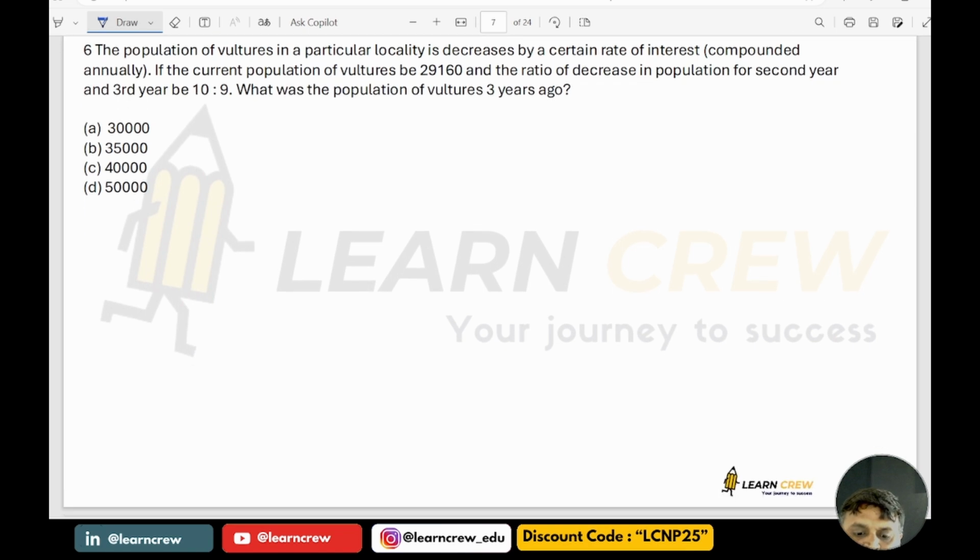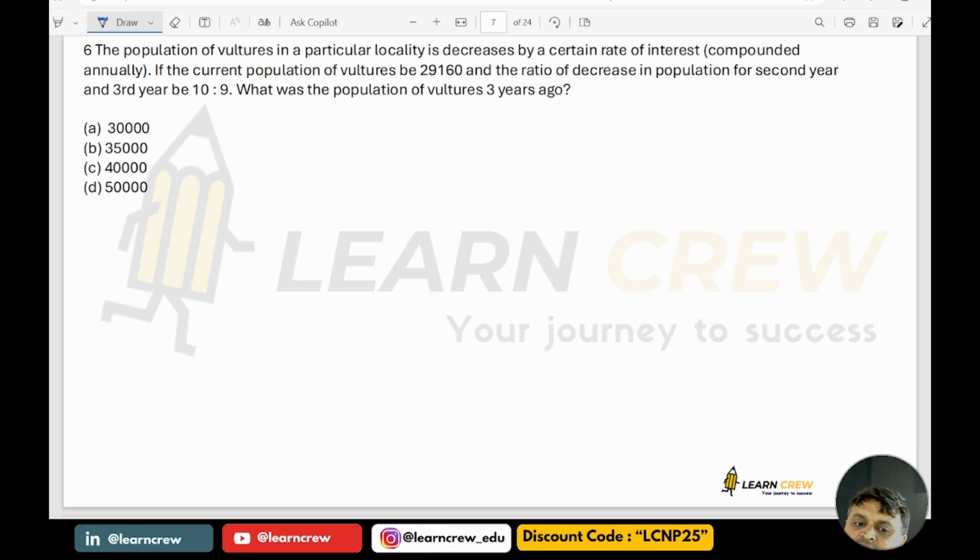Next, the population of vultures in a particular locality decreases by a certain rate, let us say some R%. The current population of vultures is 29160, and the decreases in population for the second year and third year are in the ratio 10:9. So what was the population of vultures 3 years ago?